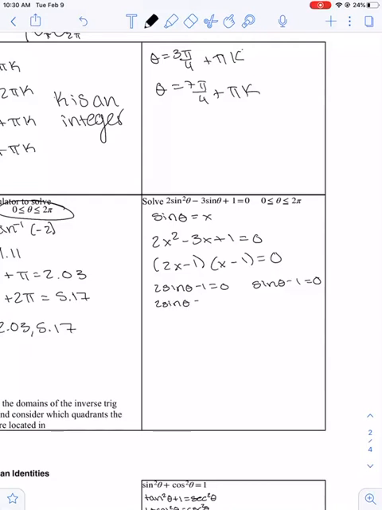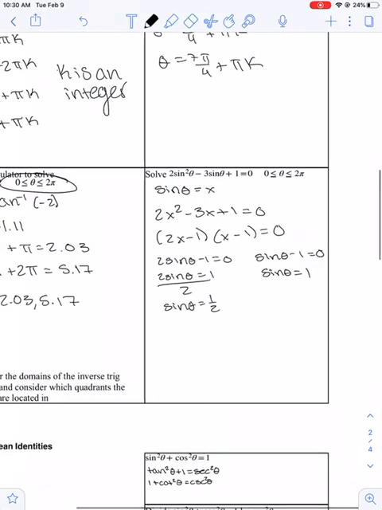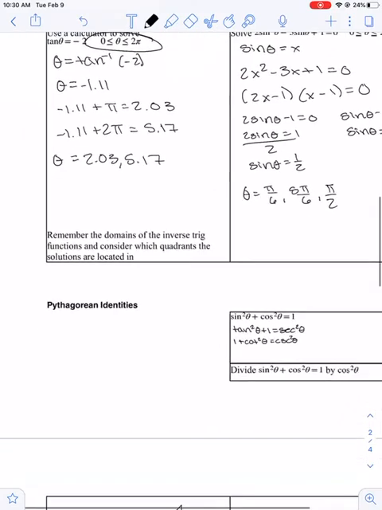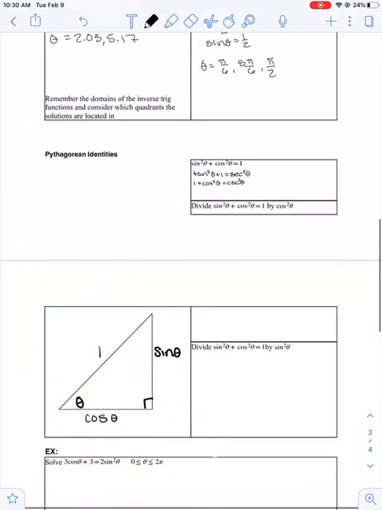And we're going to solve for sine theta on both of these. So 2 sine theta equals 1, divided by 2, sine theta equals 1/2. And then sine theta equals 1. So where on the unit circle does sine theta equal 1/2? And where does it equal 1? It equals 1/2 at theta equals pi over 6 and 5 pi over 6. And then sine theta equals 1 at pi over 2.